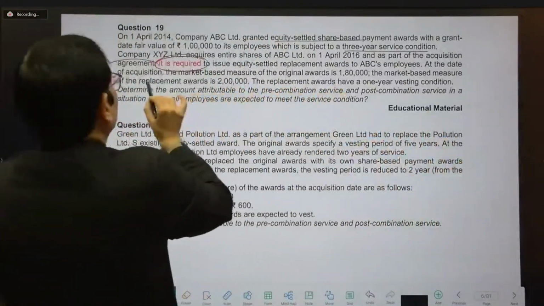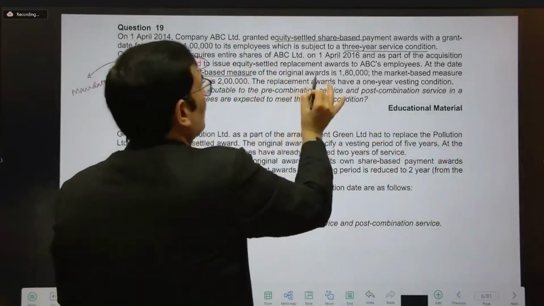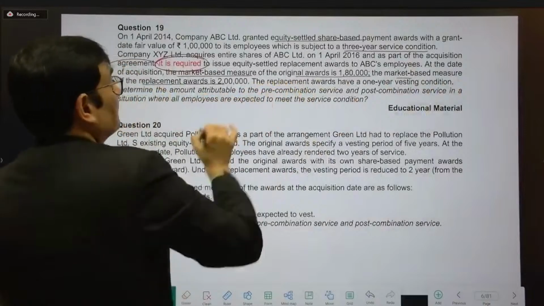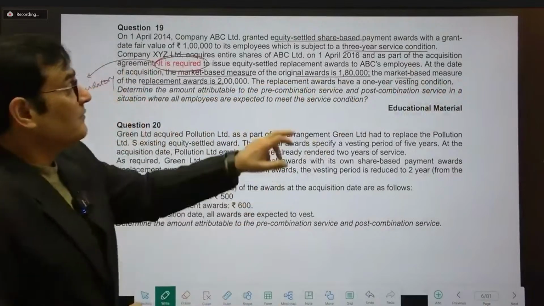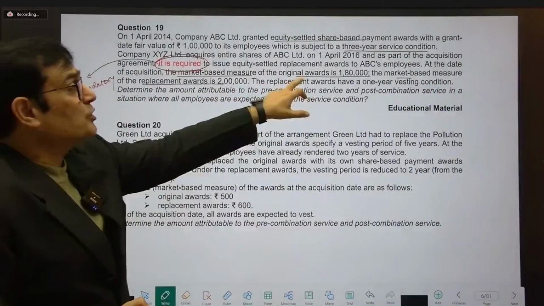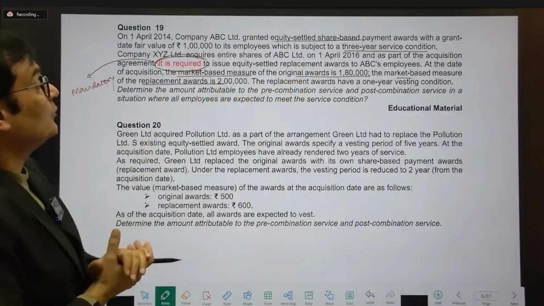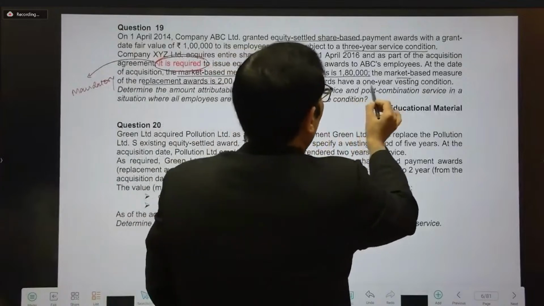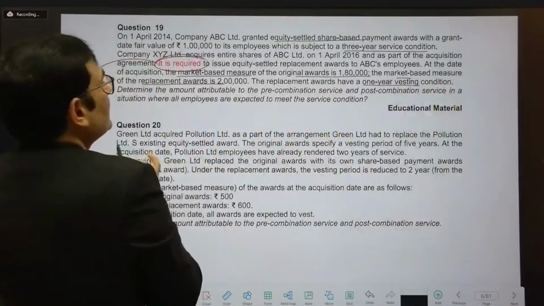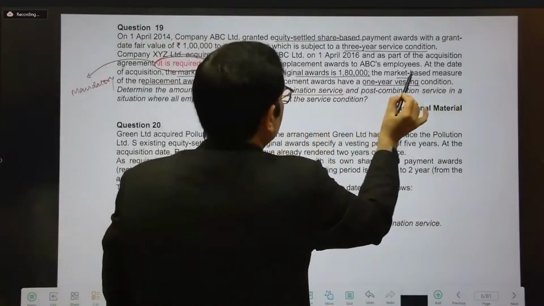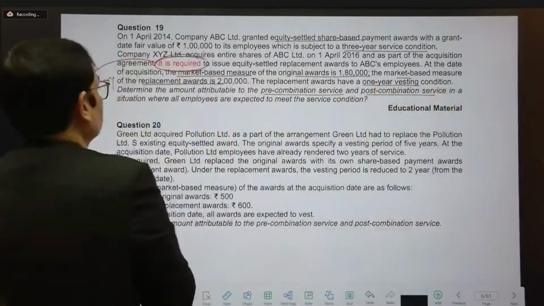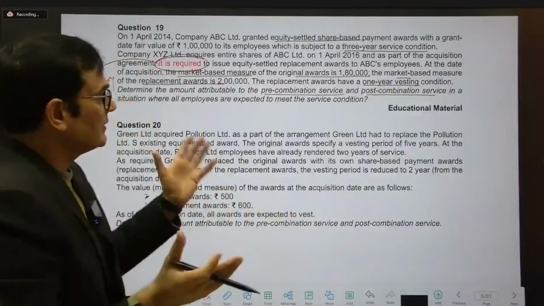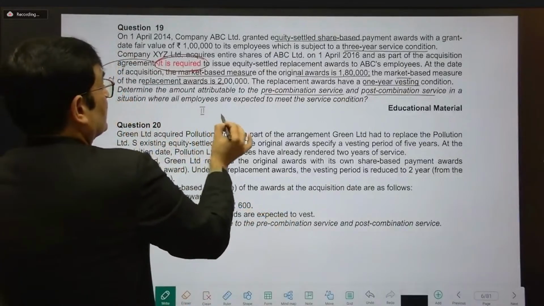Then he says, at the date of acquisition, the market value of the original award is given and the market value of the replace award is given. So that makes it step number 1. He's given you the market value of the original award, 180, and the market value of the replace award, that is 2 lakh. The replacement award has a 1-year vesting condition. Determine the amount which is attributable to pre-business combination and post-business combination, where all employees are expected to meet the service condition. So I think step number one is already there. Let's go to step number two.